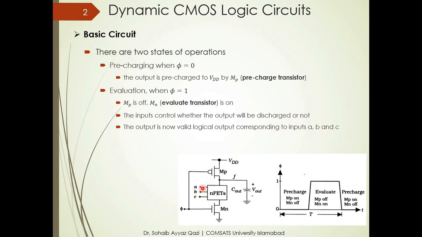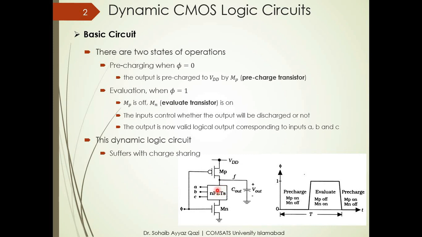For example, in a case when A is equal to 1, B is equal to 1 and C is equal to 0, then this path is not clear for discharging. So the output will not discharge. And here the output represents the state of this NMOS network, because if all these inputs are 1, then the output will be discharged to 0. So it means that this represents a valid output now.